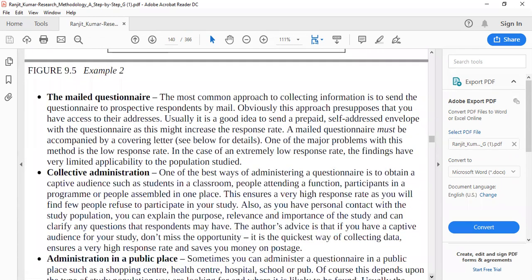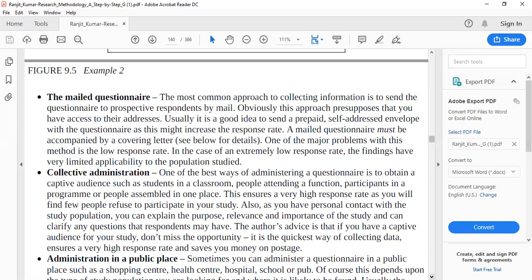As I've already discussed, you can also mail the questionnaire. If you are conducting research in Canada or somewhere far away, even in Lahore, and you cannot go over there, you can simply mail the questionnaire, and they can respond back to that questionnaire.